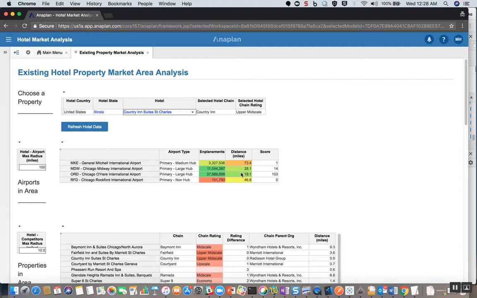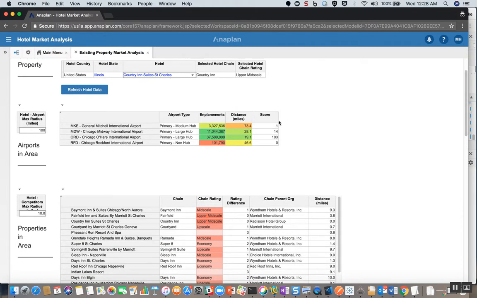This isn't like an airport property that has a lot of visitors coming through because they're, say, airline flight crews and what have you. So we see that information. I've given them a scoring system, which is the number of passengers that fly through that airport, thanks to FAA information, divided by the distance squared to give them a score.